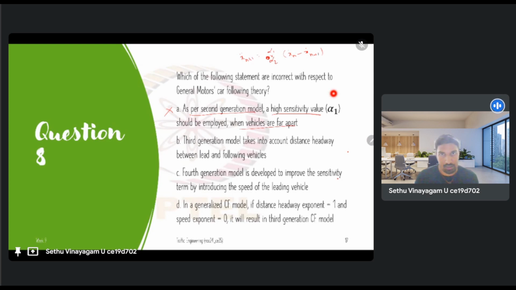Because there is change in the sensitivity depending on the spacing, that was explicitly brought in the third generation model instead of having different constants, right? So the spacing was brought in as a term in the third generation model where we had alpha 0 divided by the spacing, x n minus x n plus 1. So this is your new sensitivity term multiplied by the relative speed. Which means the distance headway or the space headway is accounted for directly in the third generation model. So B is correct statement.